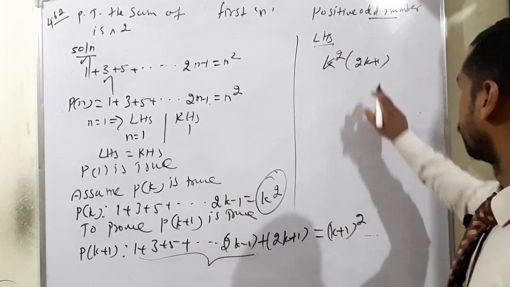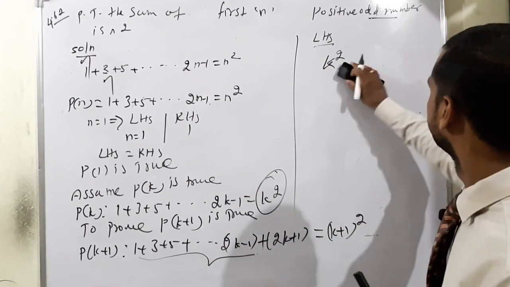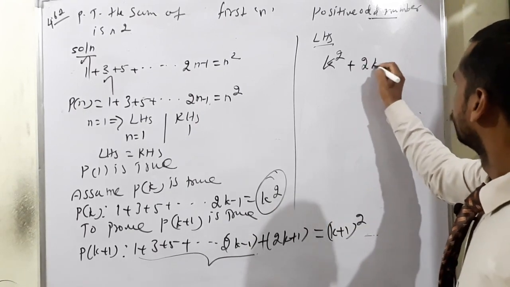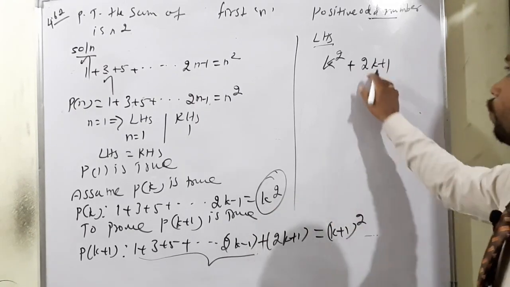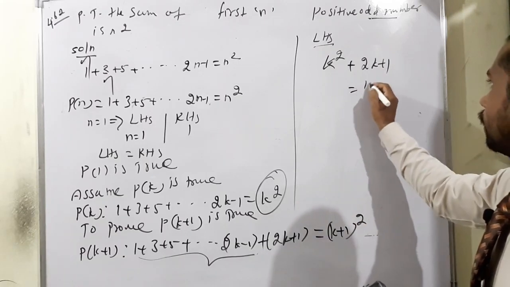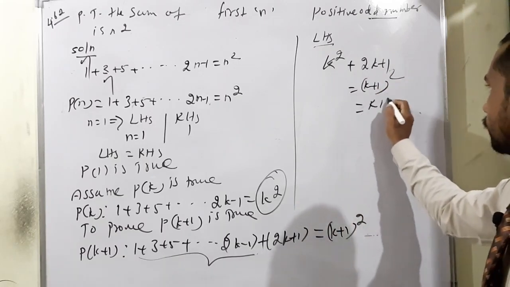Plus 2k plus 1, isn't it? Therefore, k square plus 2k plus 1. Now this is one formula: a square plus 2ab plus b square is called a plus b the whole square. So we can write it as k plus 1 the whole square. This is called RHS.